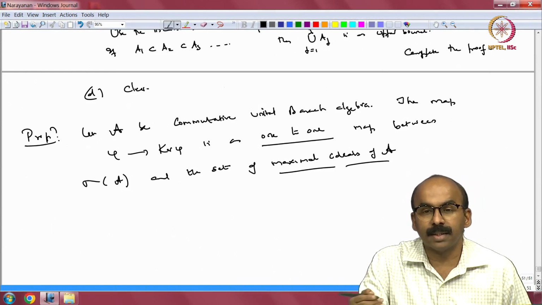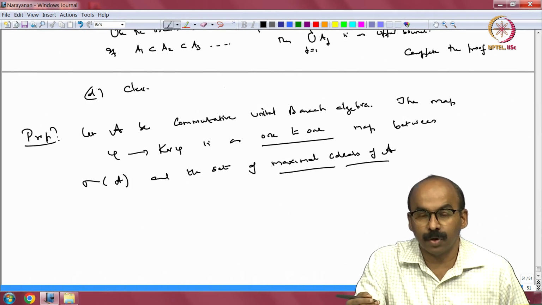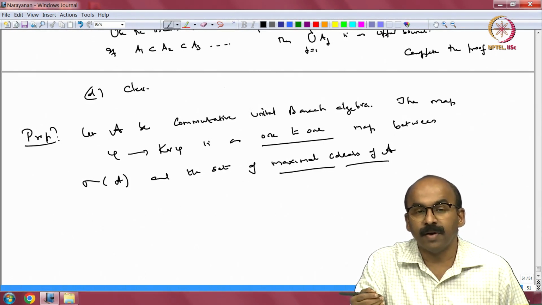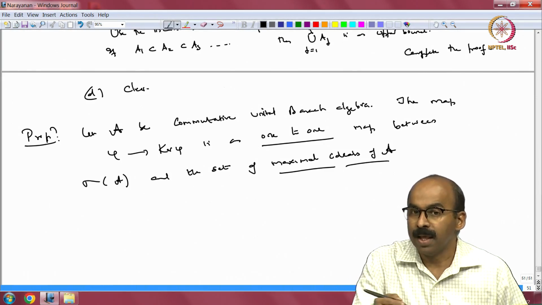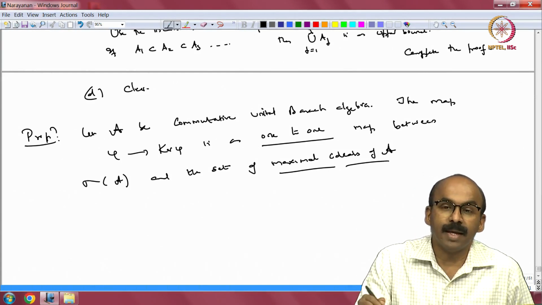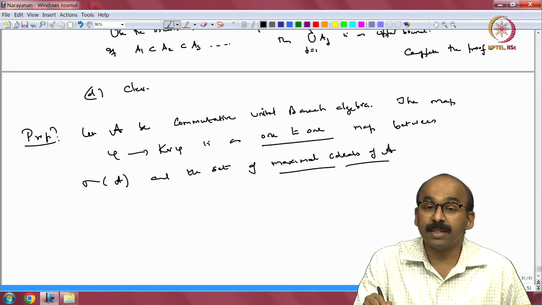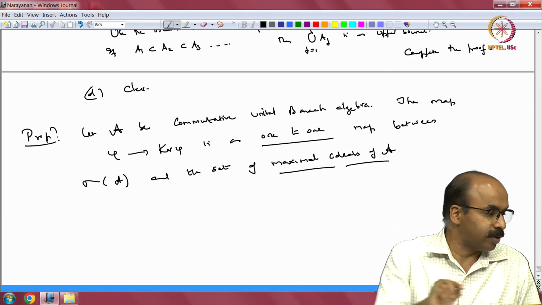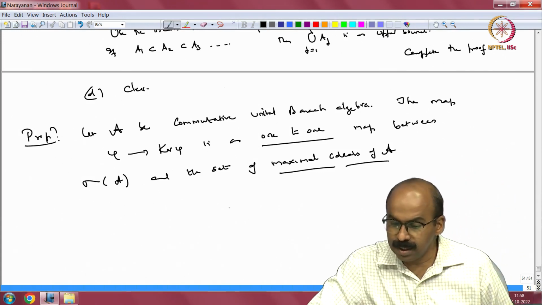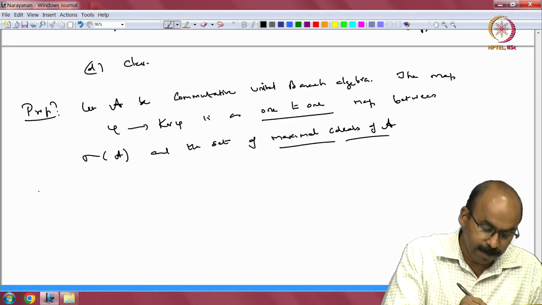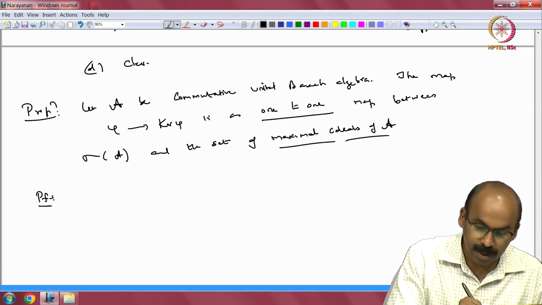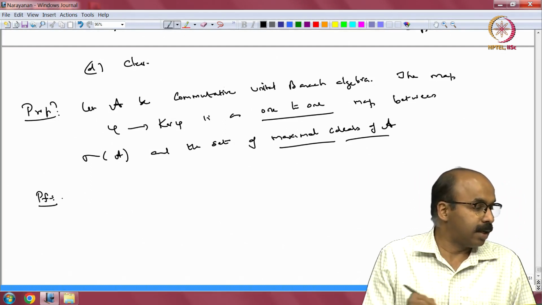As I said, this is something you would have seen in the case of group homomorphism. If I take the kernel of a group homomorphism, I get a normal subgroup, and if I take a normal subgroup, I can construct a group homomorphism whose kernel is precisely that normal subgroup. That is what we are doing with multiplicative linear functionals and maximal ideals. So, let us do the easy part. Proof: we will complete the proof in the next lecture, but let us do the easy part.